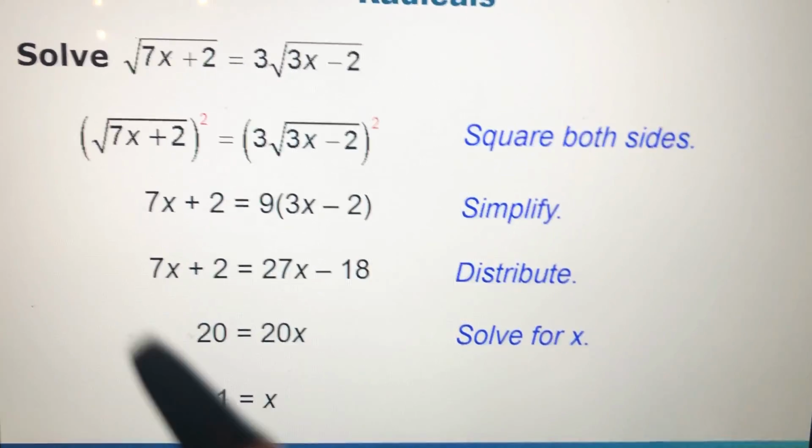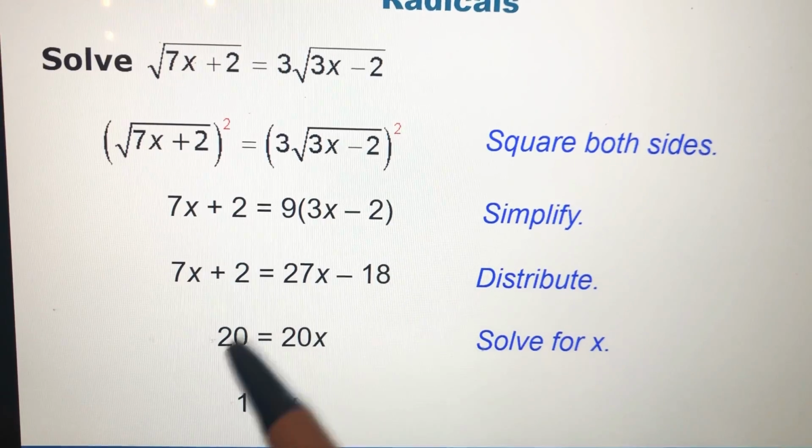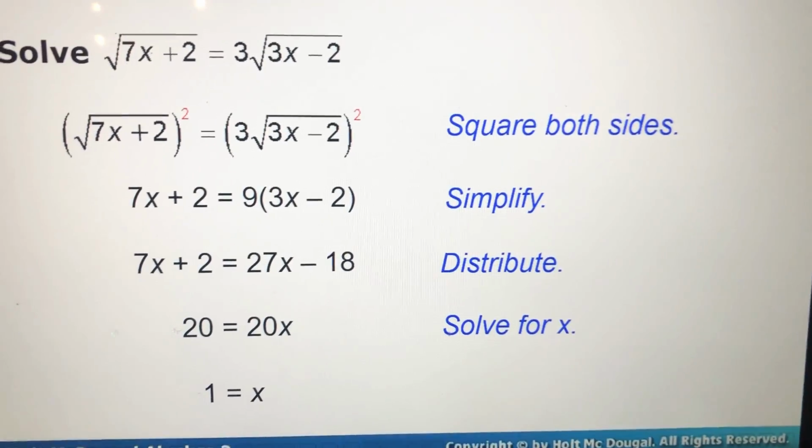So then I would subtract the 7x over here. I get 20x equals 20. So x is 1.